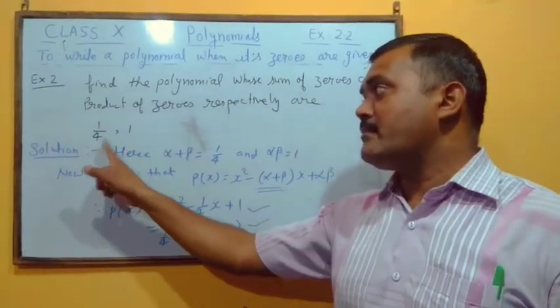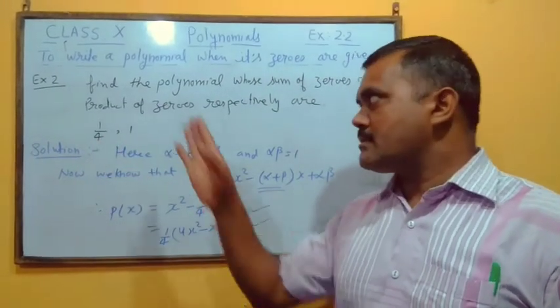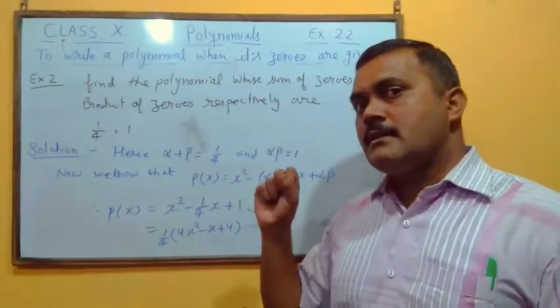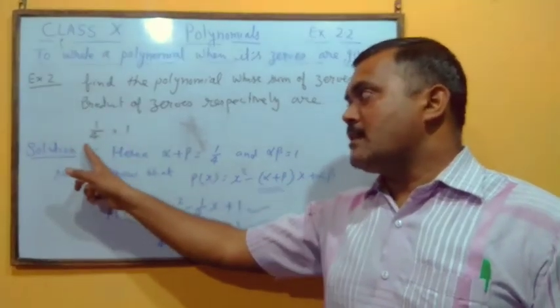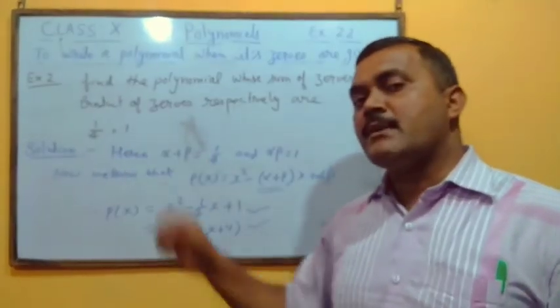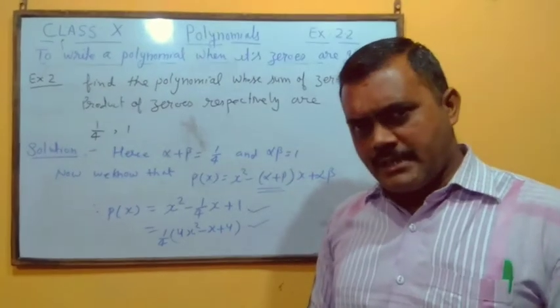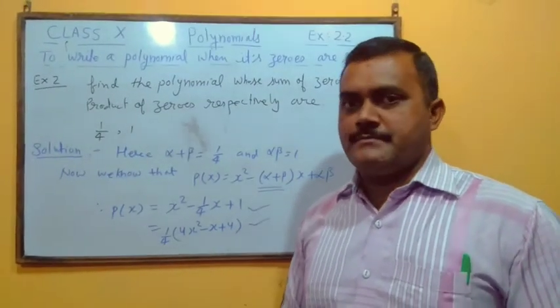Don't take them as alpha and beta separately, because you must read the line carefully. In the line it is written that the first number is the sum and the second number is the product. I hope it is clear to you. Now let us move to another question.